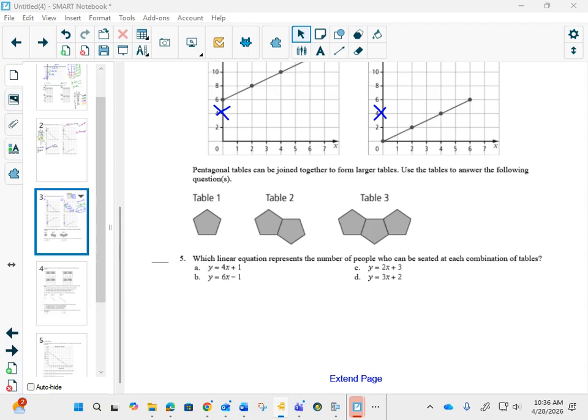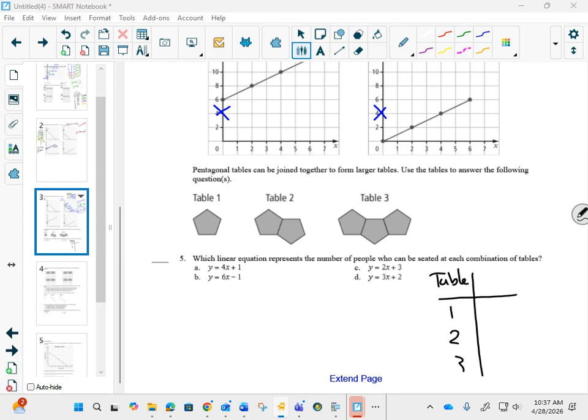If we take the picture, we can make a table of values. We've got table 1, 2, 3. How many people can sit at table 1? 5 people, because there's 1, 2, 3, 4, 5 spots. So if we go number of seats, there's 5. When you stick 2 tables together, how many people can sit? 9. 1, 2, 3, 4, 5, 6, 7, 8.